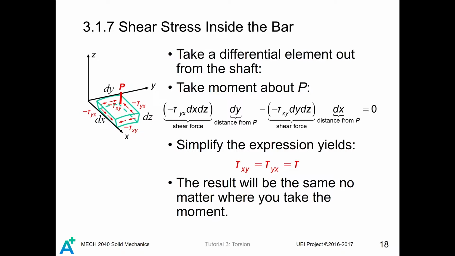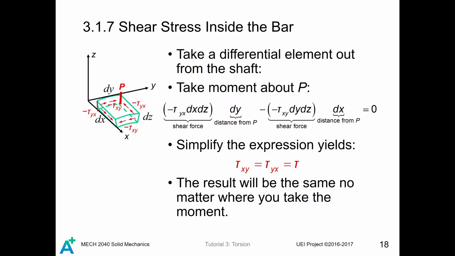First, for the shear stress on each surface, we consider the shear force acting on that surface. The force acting on this surface is tau yx dx dz. So this is the force, minus tau yx dx dz. It has a distance dy from P. Similarly, for tau xy, we can also take the moment.